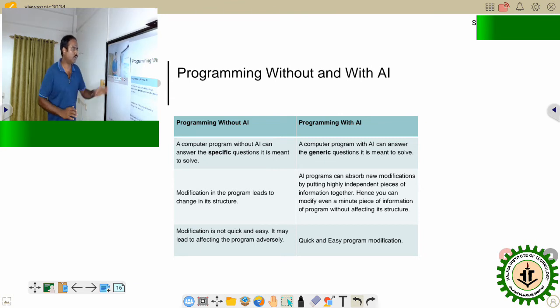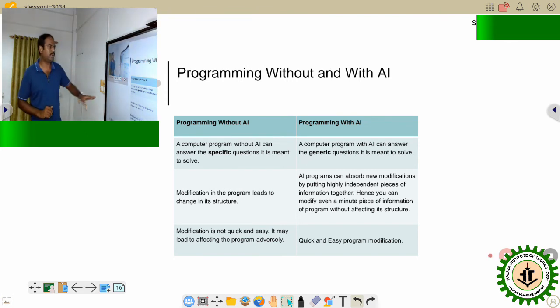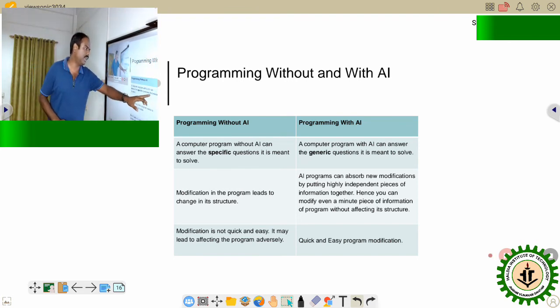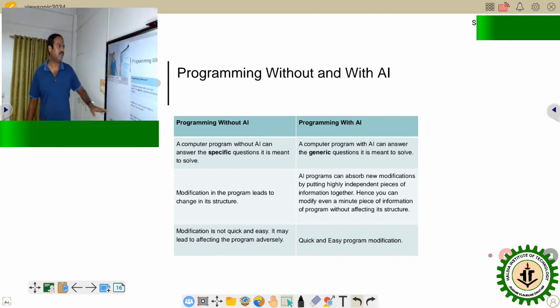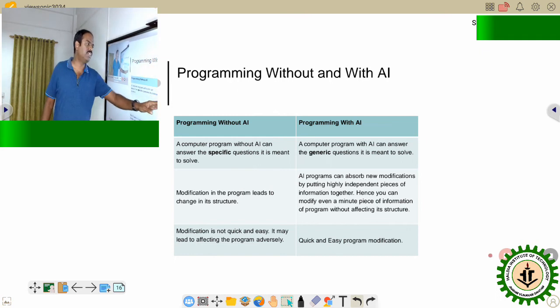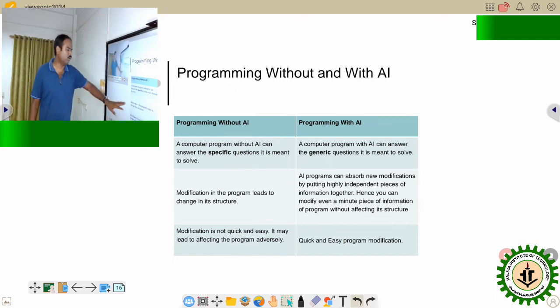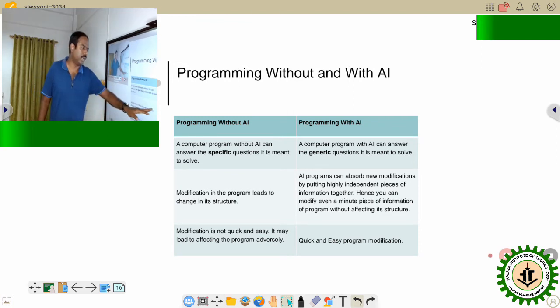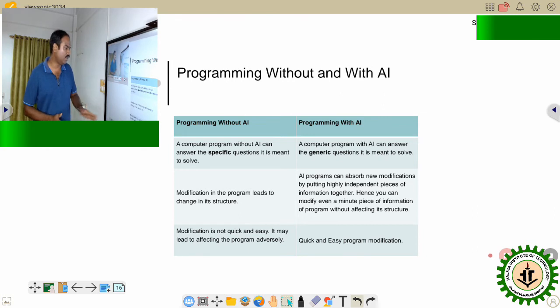So programming without AI and programming with AI, what are the differences? A computer program without AI can answer the specific questions it is meant to solve, obviously. And for AI, there are some generic questions. Now, modifications in the program lead to a change in the structure. But AI programs can absorb a few modifications by putting highly independent pieces of information together. Modification is not quick and easy for programming without AI, but quick and easy program modification is there for programming with AI.